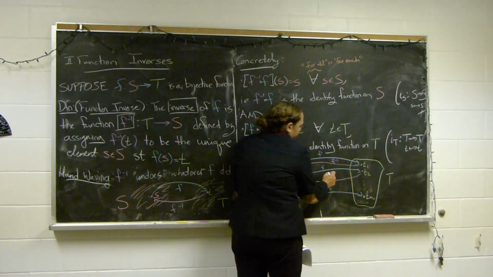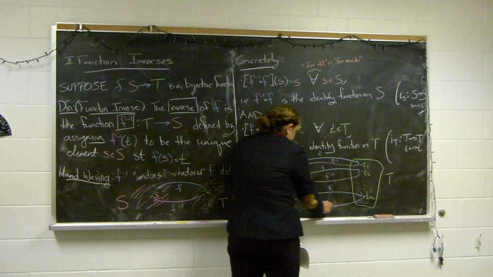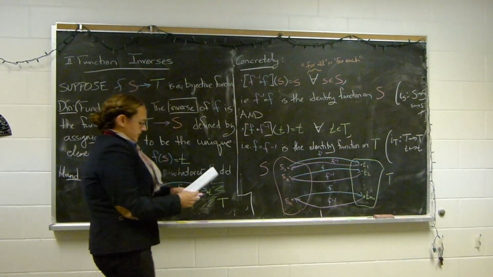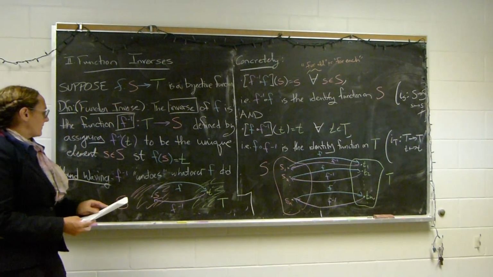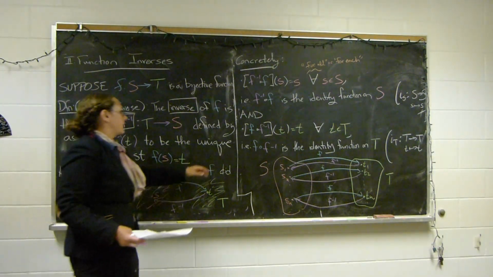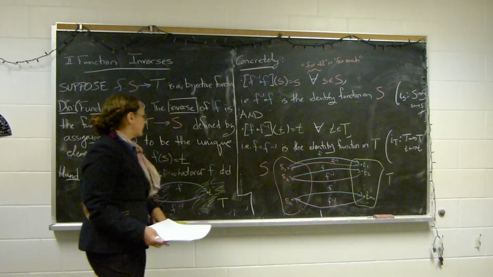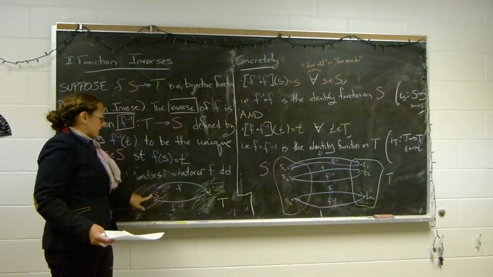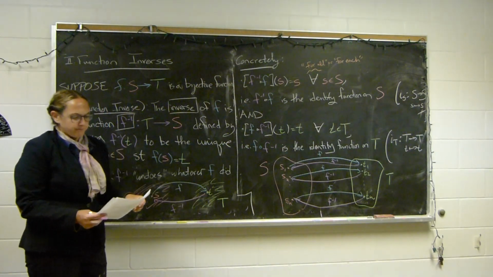Math is better with colors and sound effects, I promise. Okay. Right? That's just kind of the picture overall. You're able to go back and forth, and you're able to go back and forth in either direction, right? Because what does this one do? I start with T. If I go by F inverse over to S, then F has to take me back to T. Okay.